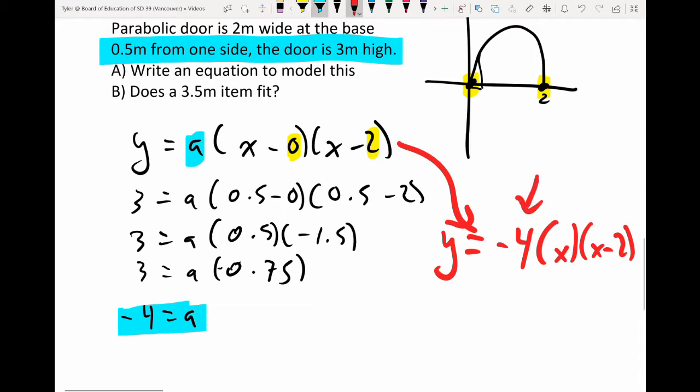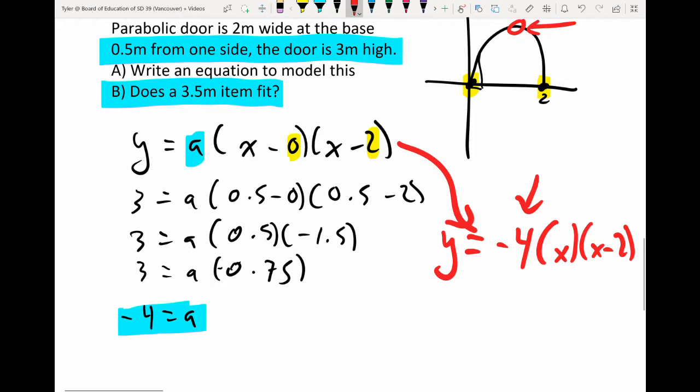Now, the last part, the challenge part. Does a 3.5 meter item fit? So let's think of what that means. That's probably the width or the height. Obviously the width, it doesn't fit because it's only 2 meters wide. So we'd have to see if it was like 3.5 meters tall, does it fit in the door? Now let's think, what does 3.5 meters mean? Well, that would be the vertex.